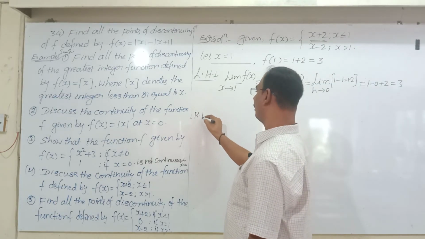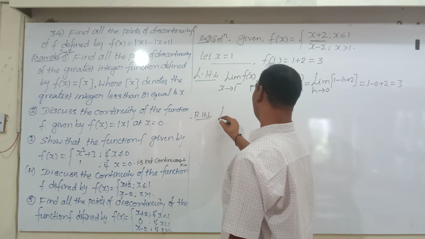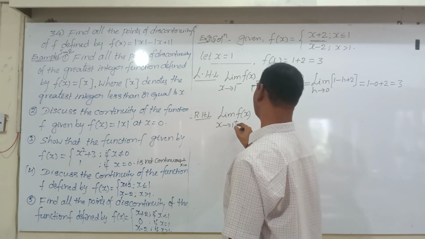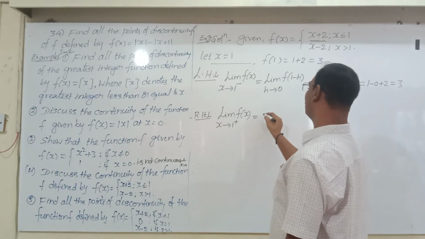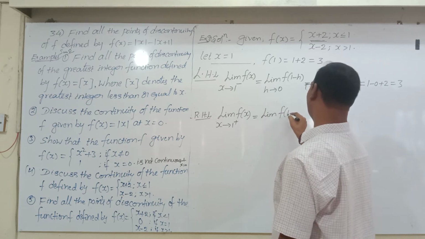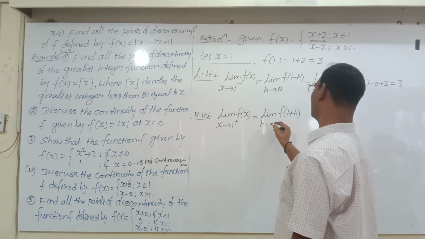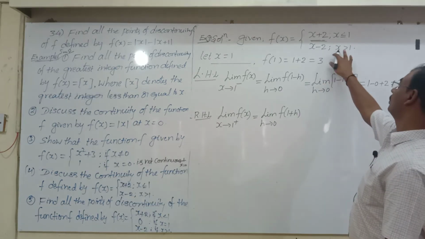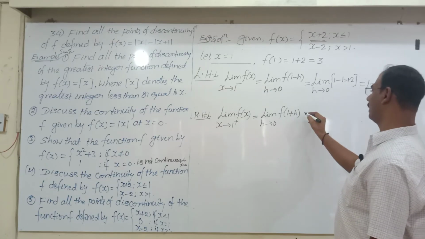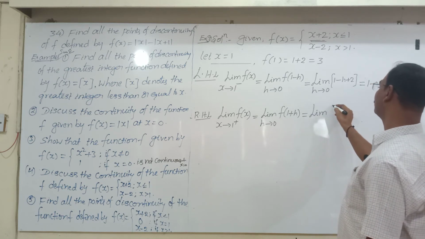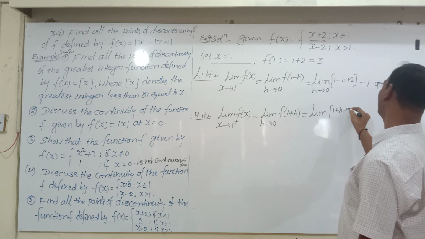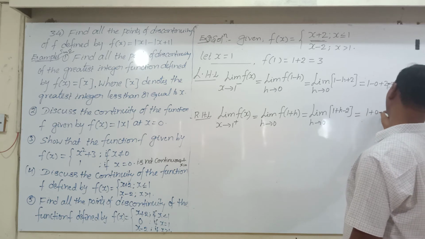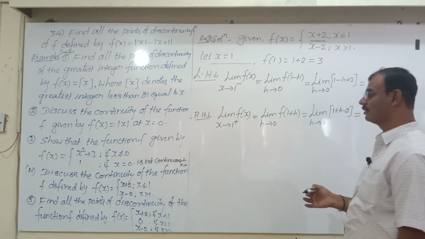Similarly, right hand limit RHL: limit of f of x as x approaches 1 positive equals limit of f of 1 plus h as h tends to 0. 1 plus h means more than 1. When x is more than 1, f of x is equal to x minus 2. So limit of 1 plus h minus 2 as h tends to 0. Substitute the limit: 1 plus 0 minus 2, 1 minus 2, that is minus 1.